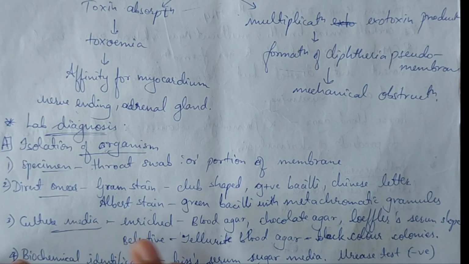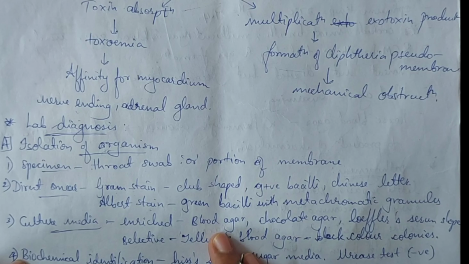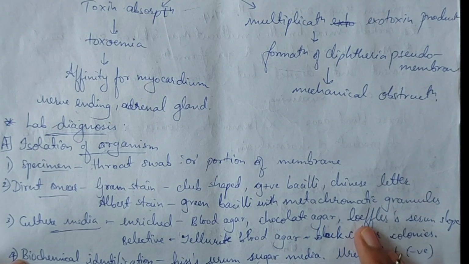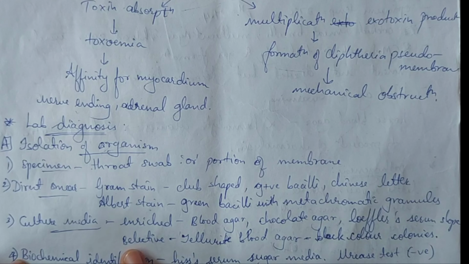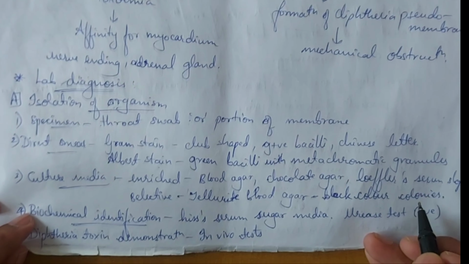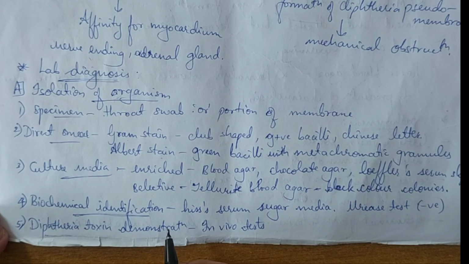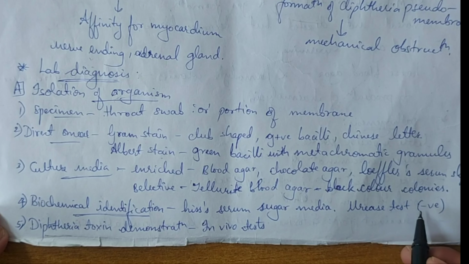Culture media: it shows active growth in culture media like enriched and selective. In enriched media, we can use blood agar, chocolate agar, Loeffler's serum slope. In selective media, we can use tellurite blood agar, which produces black colored colonies. Biochemical identification: it ferments sugars in Hiss serum sugar media and it is urease negative.